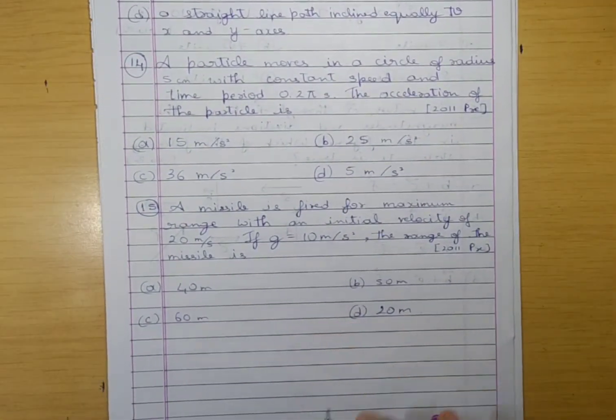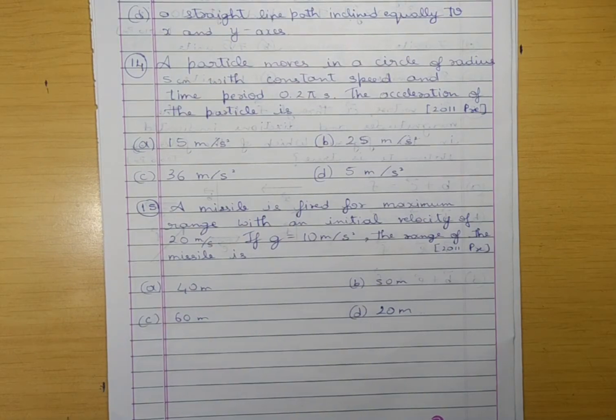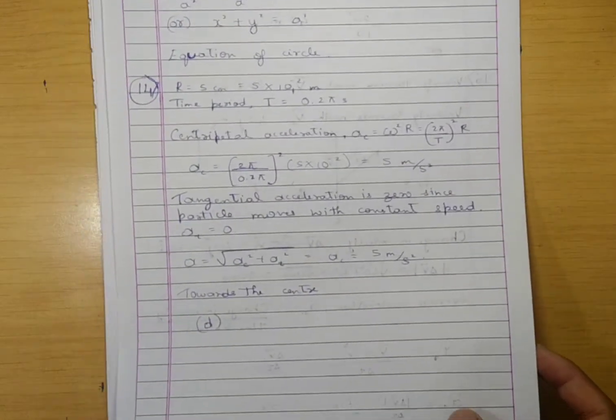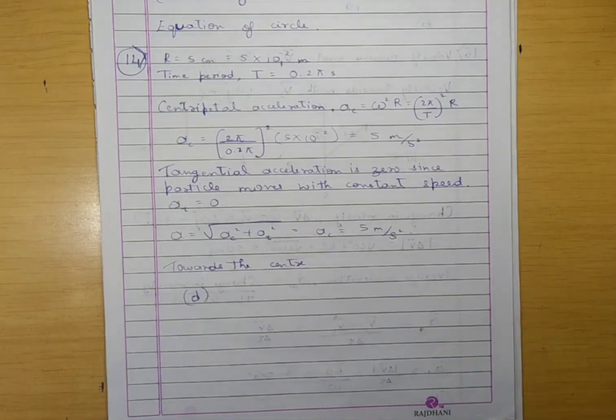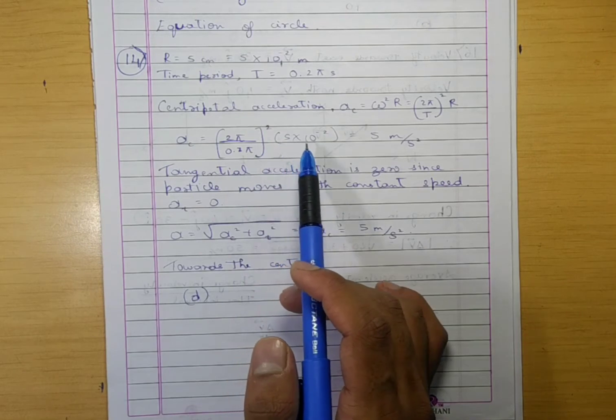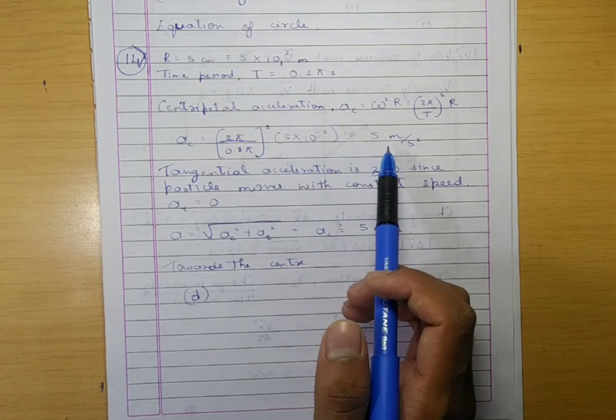14. A particle moves in a circle of radius 5 cm with a constant speed and a time period is 0.2 pi seconds. The acceleration of the particle is. So radius is given as 5 cm, which will be converted into meter. Time period is 0.2 pi seconds. Centripetal acceleration, as we know, is equal to omega square r. Omega is 2 pi by T, so 2 pi by T whole square into r. Centripetal acceleration is equal to 2 pi by 0.2 pi whole square into 5 into 10 power minus 2, which will be equal to 5 meter per second square.